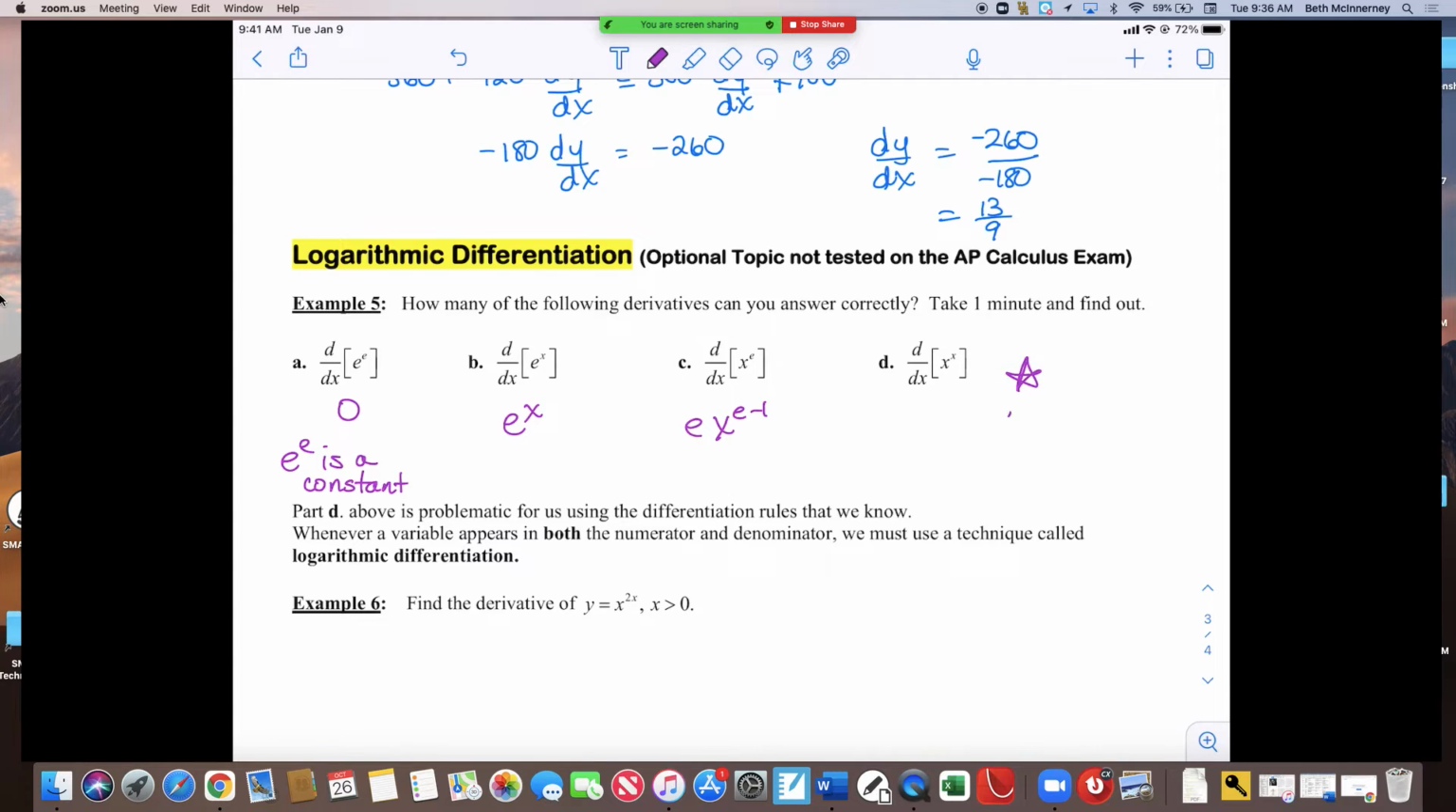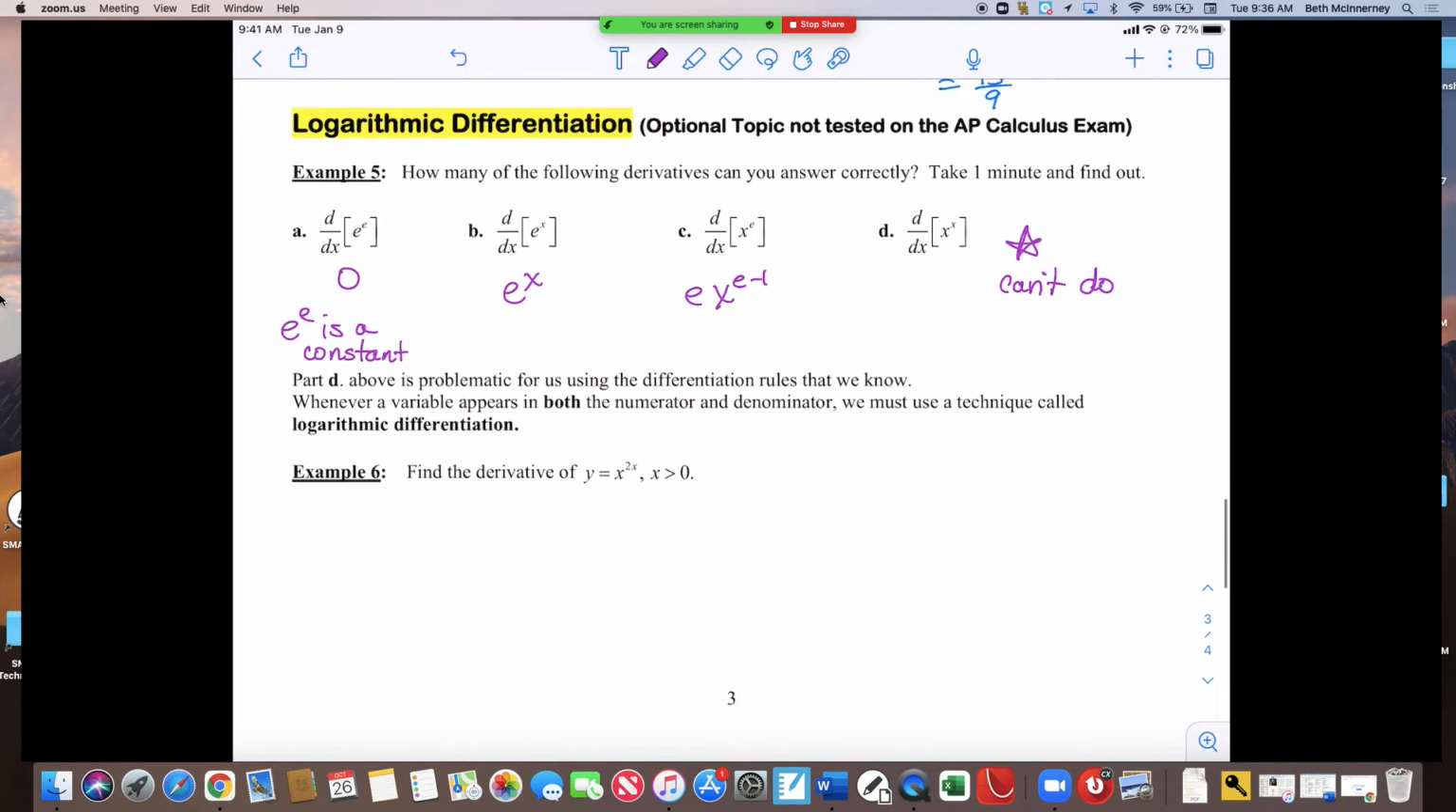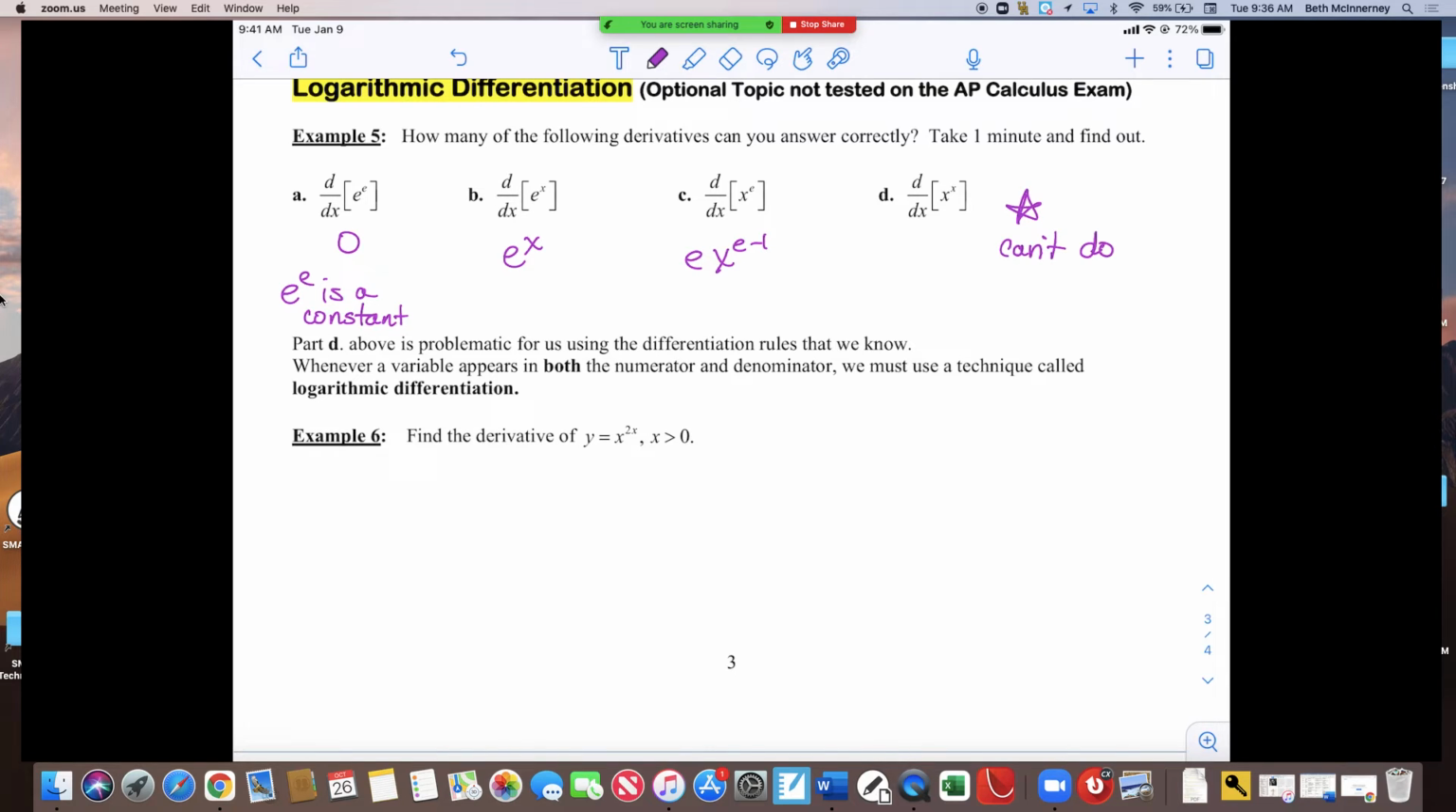Right now, we cannot do letter D. But I'm going to show you how we can do it, and I've been actually showing you this. So look at example 6, and then it'll roll back up and we'll talk about letter D again. We can do what's called logarithmic differentiation. You understand why the power rule doesn't work in letter D? What does the power rule say?